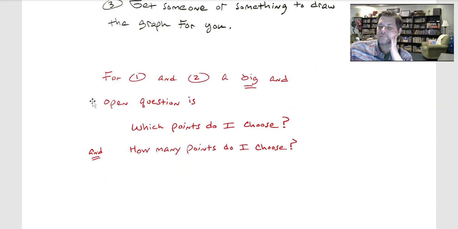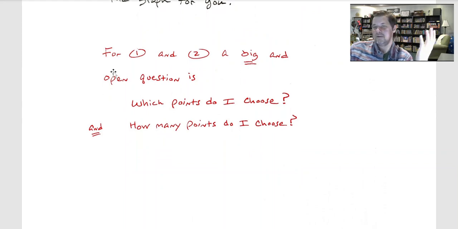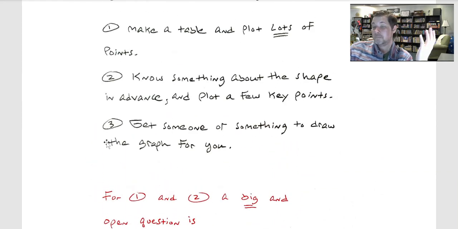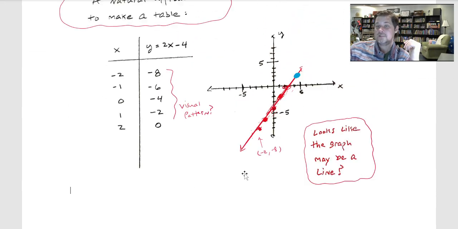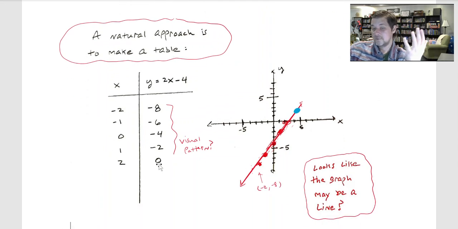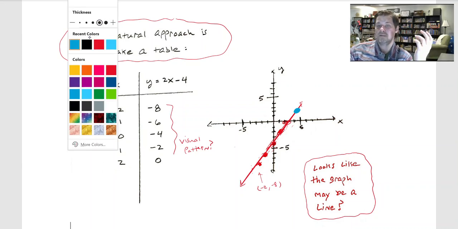Now, a caveat for 1 and 2: a big and open question is, which points do you choose and how many points do you choose? When I did this first example, I said these are the points I'm choosing. I could have chosen ones that are slightly different. I could have chosen more points. And that's always going to be an open question depending on how much you know already.